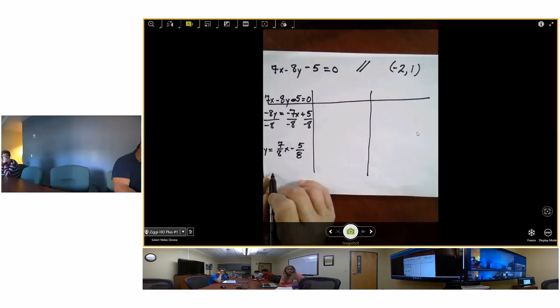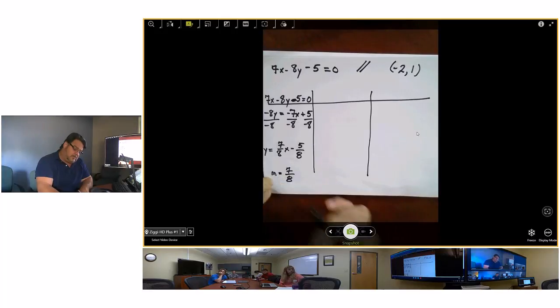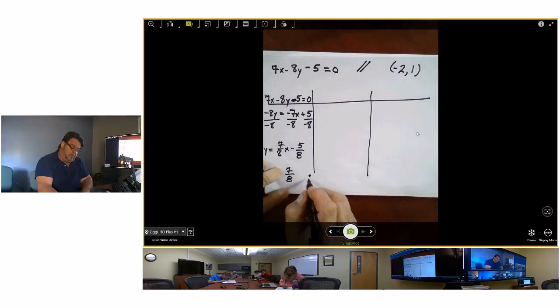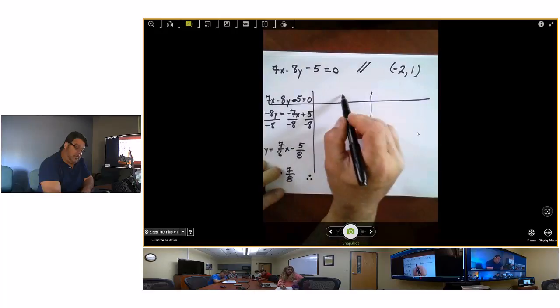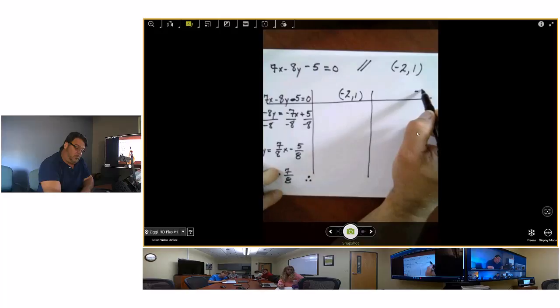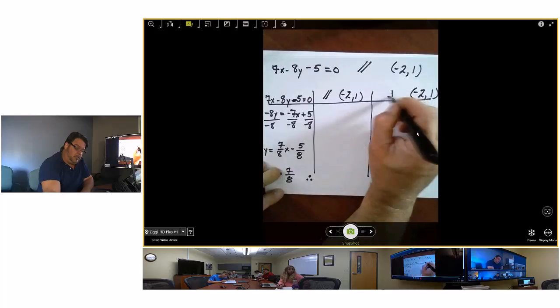M for your original line is equal to 7/8. Correct? Yes, sir. Therefore, we got a point here, (-2, 1), and a point here, (-2, 1). And here we're going to do parallel, and here we're going to do perpendicular.